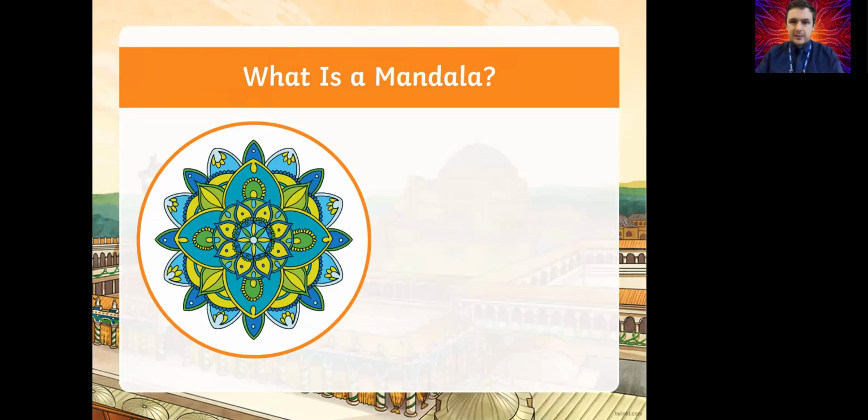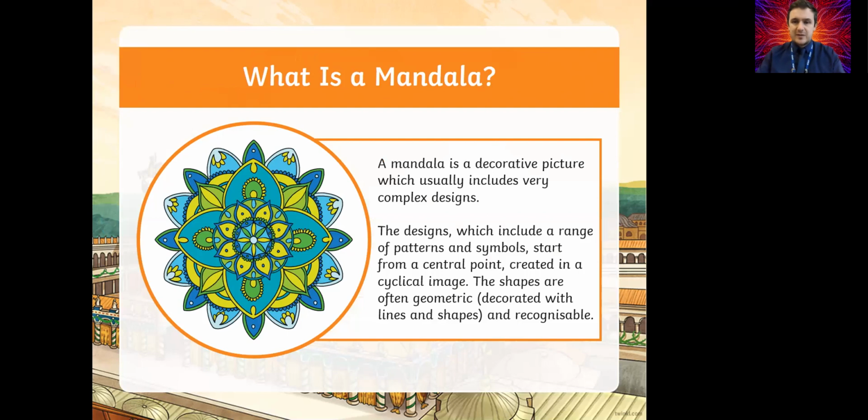So what is a mandala? A mandala is a decorative picture which usually includes very complex designs. You can see the one on the screen. It's very intricate. The same colour schemes go throughout, and it's like a flower, isn't it? The way it develops out, but there's a lot of symmetry to it. The designs, which include a range of patterns and symbols, start from a central point created in a cyclical image. So it goes in a cycle. The shapes are often geometric, which means they're decorated with lines and shapes, and recognizable. If you saw a pattern like that, you'd think, yes, that's a mandala.